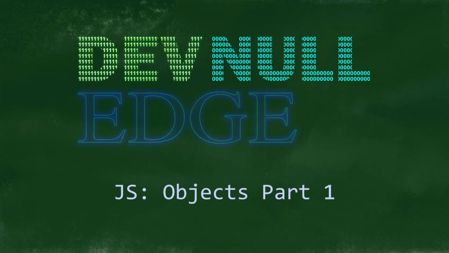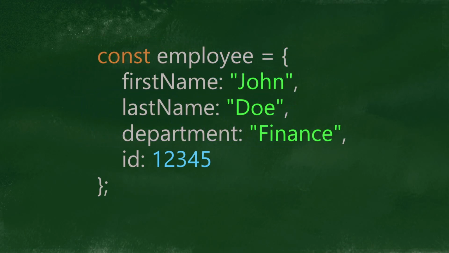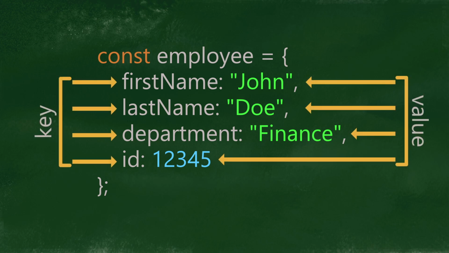An object is a collection of key-value pairs. In this example, employee is an object that has 4 key-value pairs. The keys are on the left side of the colon and the values are on the right side. For example, first name is a key and John is a value.